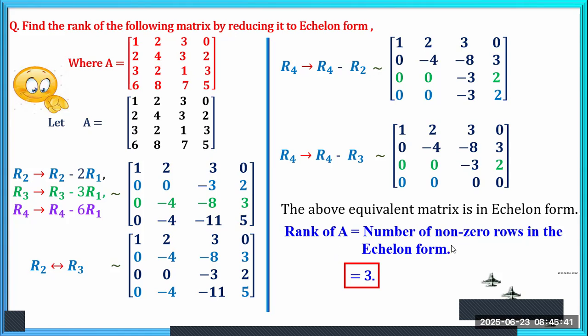So the rank of the matrix equals how many non-zero rows are there? 1, 2, 3. The number of non-zero rows in the echelon form equals 3, and the number of zero rows is 1. So the number of non-zero rows equals the rank of the matrix, which equals 3. This is the left-handed echelon form.